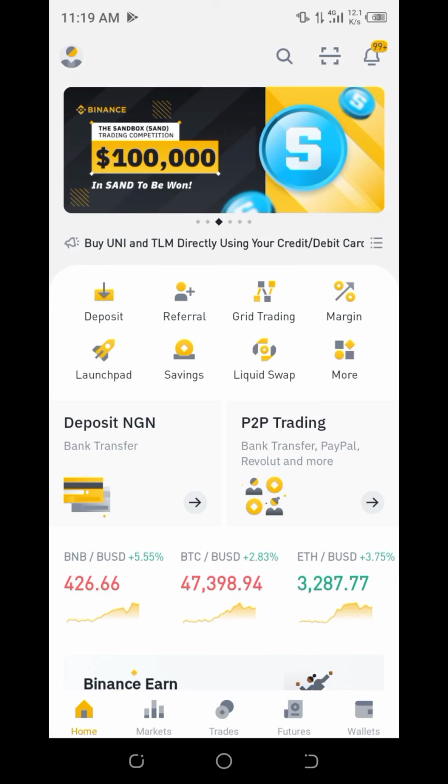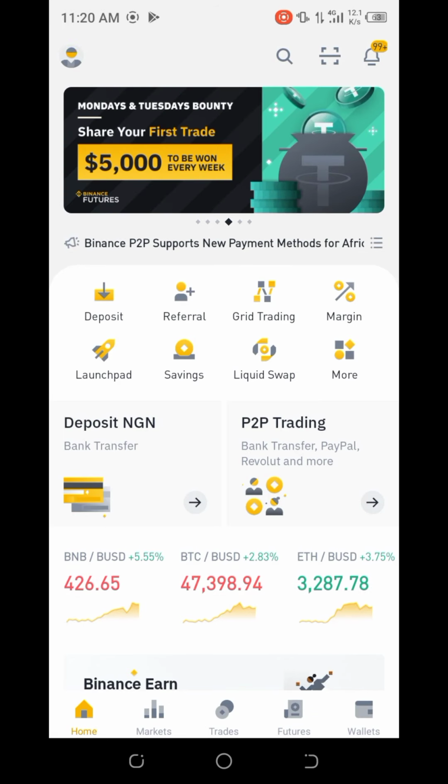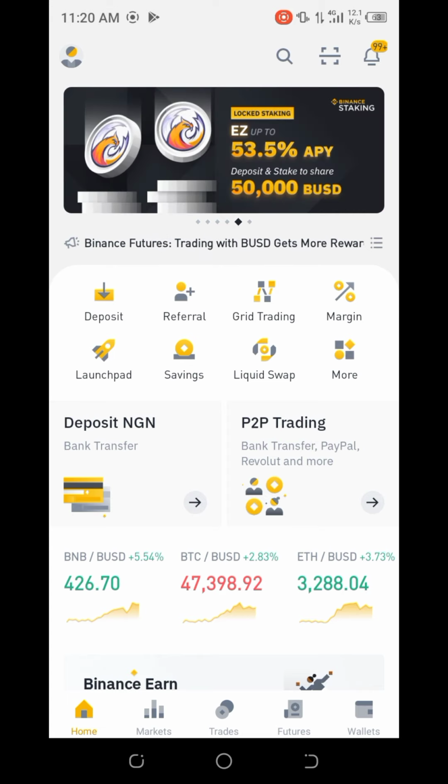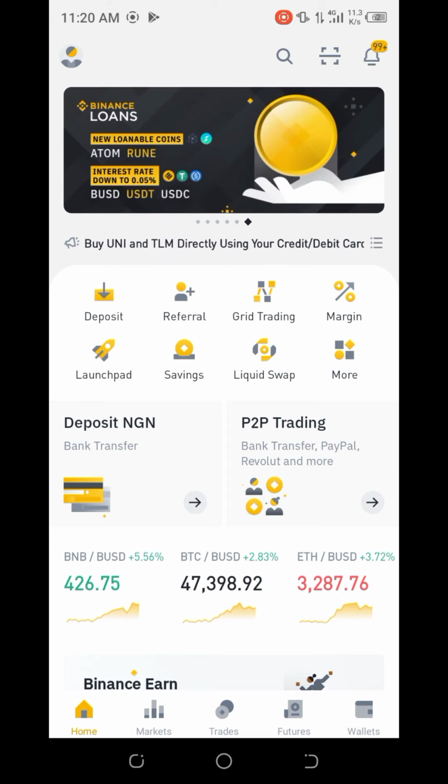Let's get in. Now, there are things that you need in order to trade Binance Futures. And the very first thing you need is a Binance account.